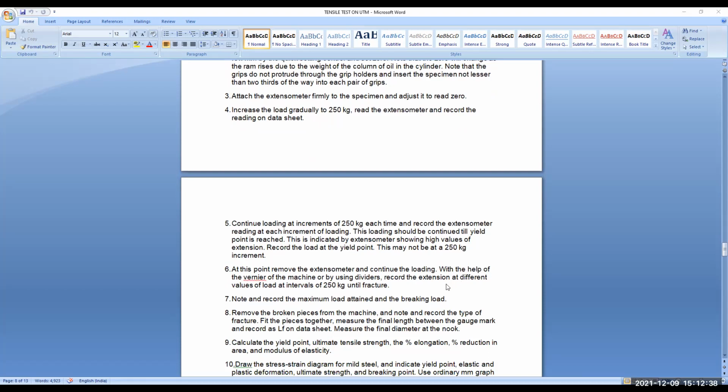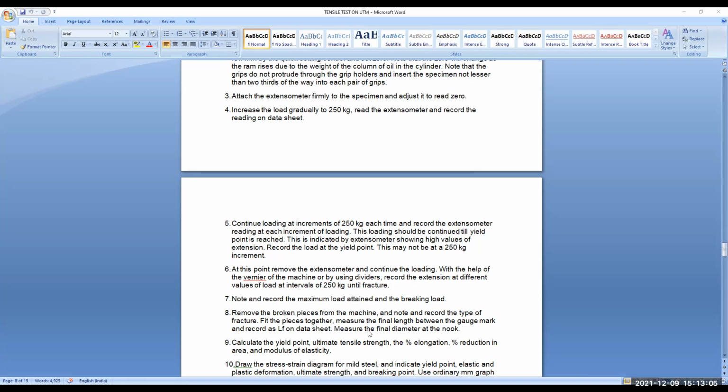Continue the loading with the help of the controller of the machine. Record the extension and the corresponding load at intervals of 50 kg. Note and record the maximum load attained and the breaking load. Remove the broken pieces and note and record the type of fracture.